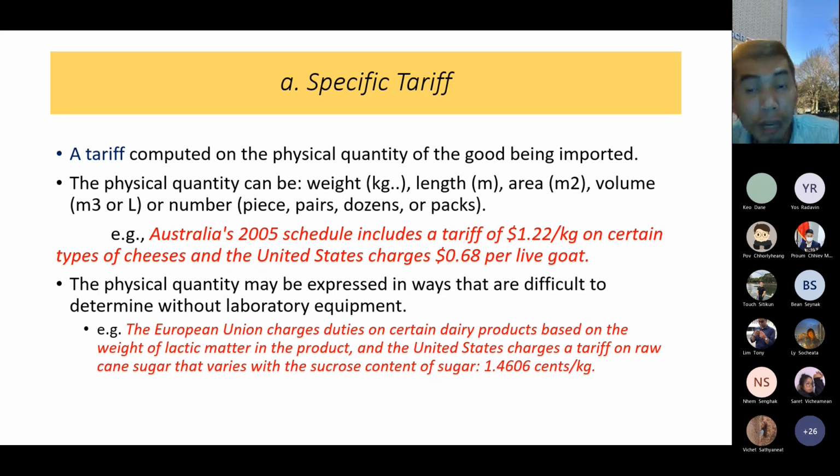Okay, so we don't care about the price of live goat. We only impose 0.68 per live goat. So if you import 3 live goats, how much do you need to pay? Per live goat, 1 live goat you need to pay 0.68. So what about 3 live goats? How much do you need to pay overall?